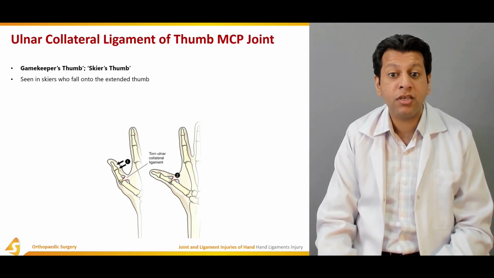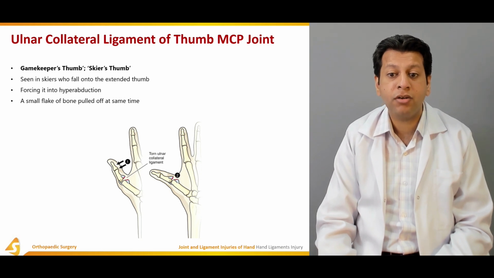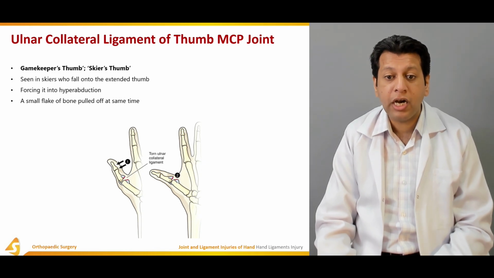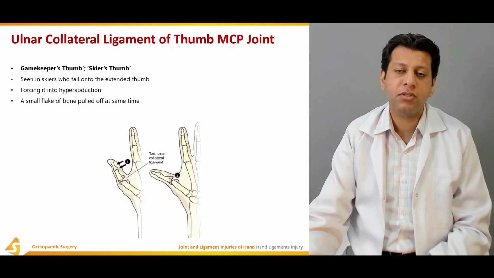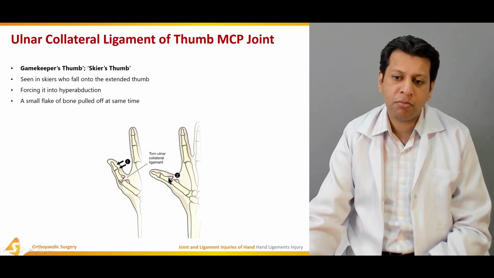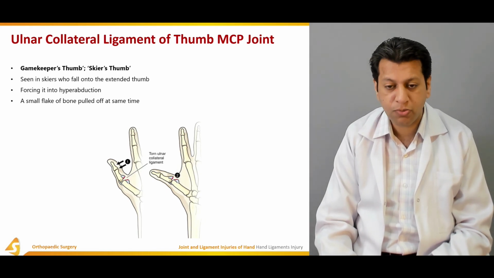As I told you, it is seen in skiers who fall on the extended thumb, which is abducted as well, forcing it into hyperabduction, leading to rupture of the ulnar collateral ligament. A small flake of the bone is usually pulled off at the same time. Sometimes the injury is so severe that the ligament not only ruptures, it also pulls a very small bony piece along with it, which can be seen on the X-ray as well.